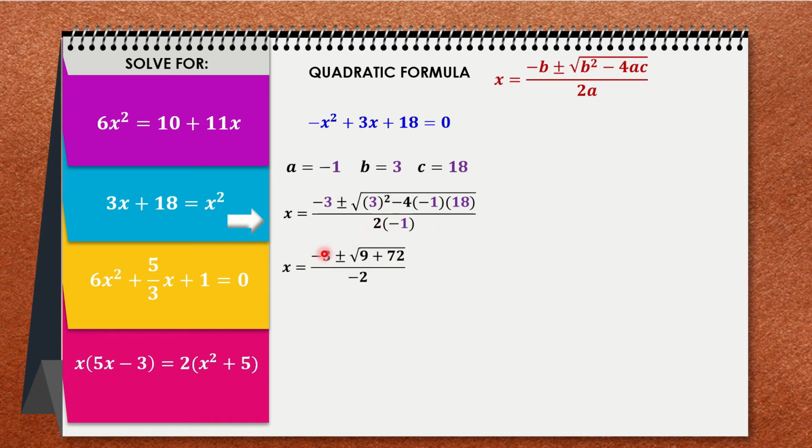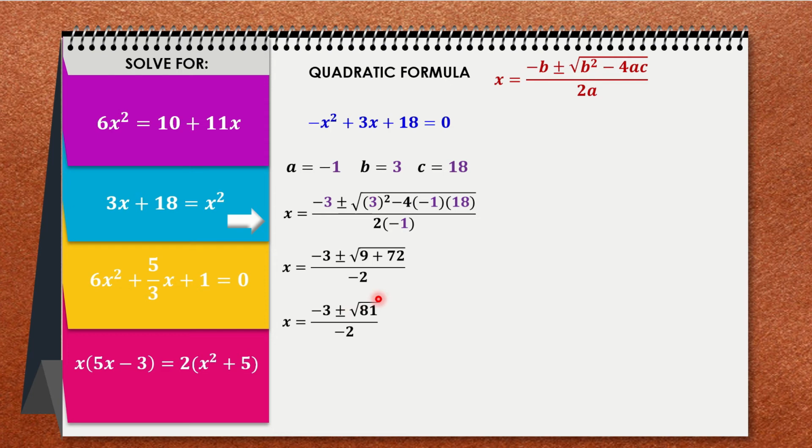We will have negative 3 plus minus square root of 3 squared, which is equal to 9. Negative 4 times negative 1 is equal to positive 4. And positive 4 times 18 is equal to positive 72. Next, 2 times negative 1 is equal to negative 2. Let's add the radicands. We got negative 3 plus minus square root of 81 over negative 2.